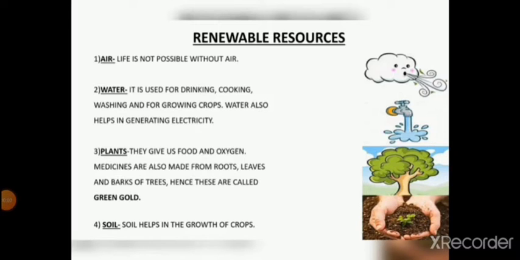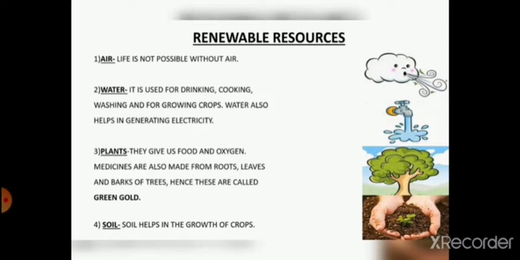Now, water. Water is a renewable natural resource essential for life. Humans, animals and plants all need water to live. We need water to drink, bathe, wash, irrigate fields, and for many other purposes. Water is a precious resource. We should not waste it.